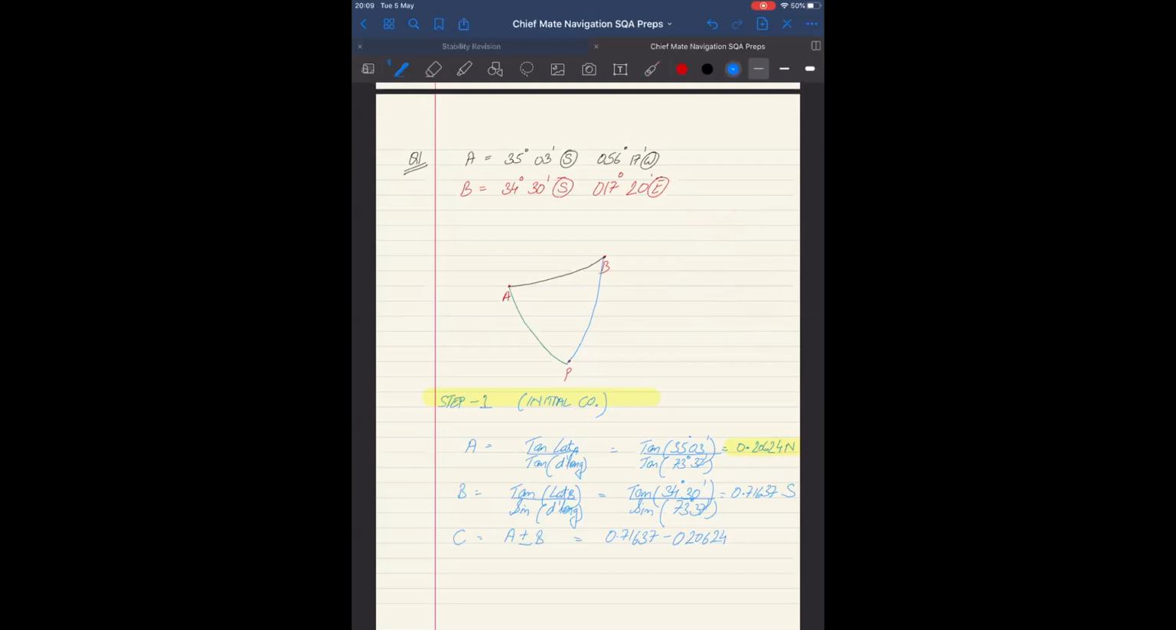This gives me a final answer of 0.71637 minus 0.20624, which is 0.51013.